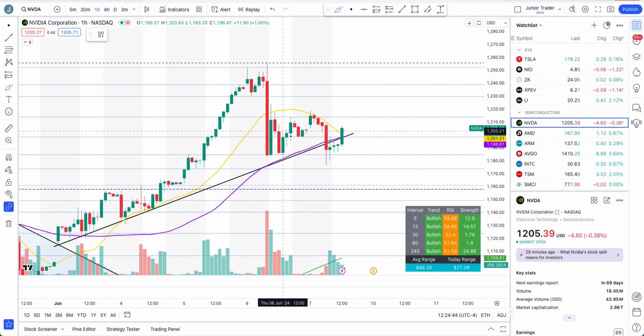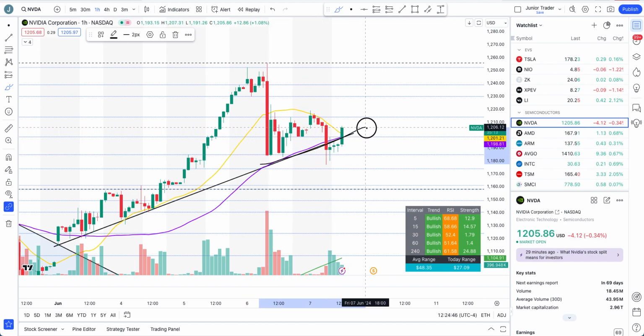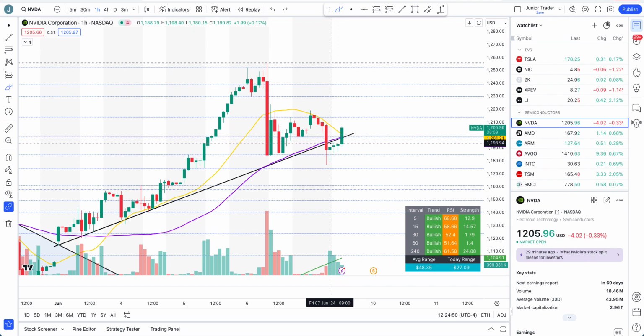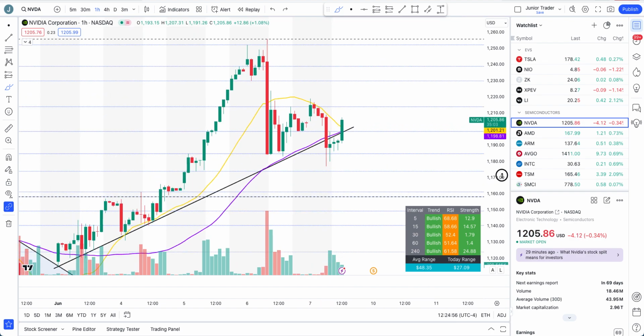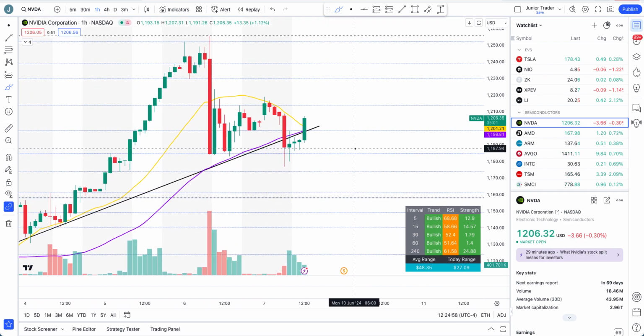Now, this is what we talked about. As long as we are above this trend line and 50 hours moving average, it's bullish. However, if we break below it, you can expect some downside, right? We'll talk about that in just a second. What happened there? We broke below it, but then we went above that trend line again. What happened? We'll talk about that in just a second.